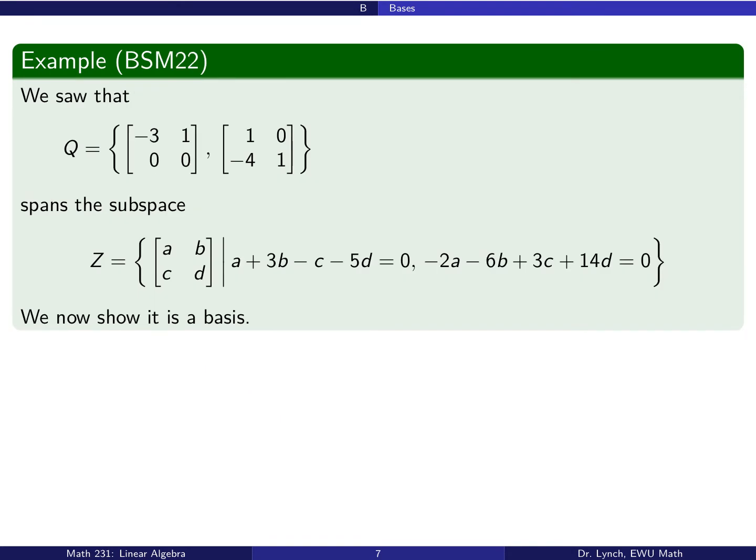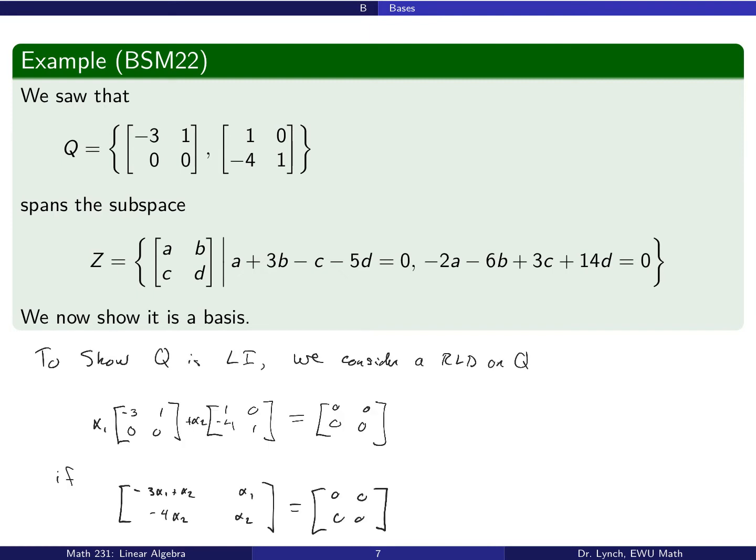Here's another example. We've previously seen that this set Q of 2 matrices is a spanning set for this subspace of matrices such that there are two relationships between the values in the matrix that are equal to 0. So we now show it's a basis. We've shown that it spans the subspace. Now we just have to show that it's linearly independent. Like usual, we'll consider a relation of linear dependence on Q. So here's that relation of linear dependence on Q.